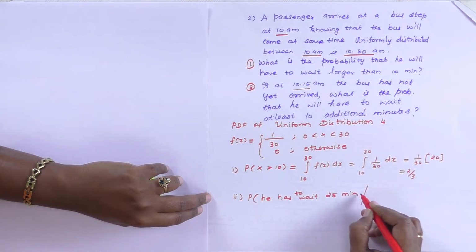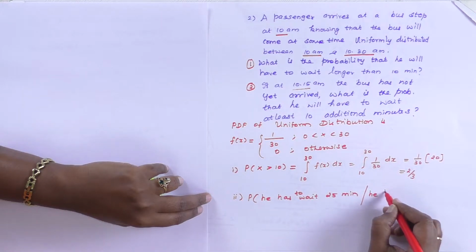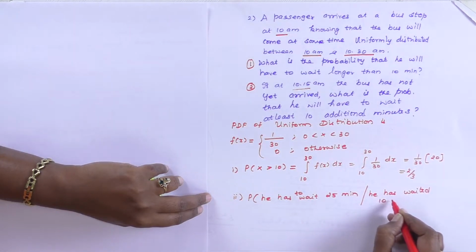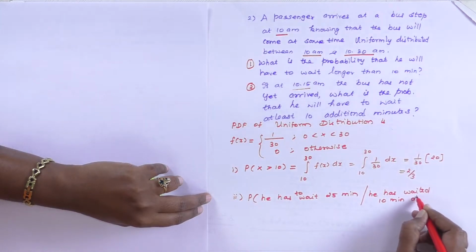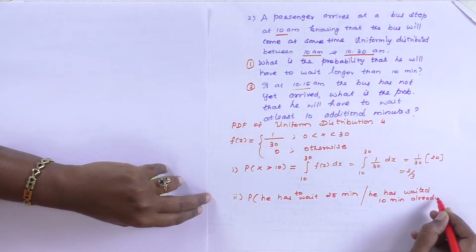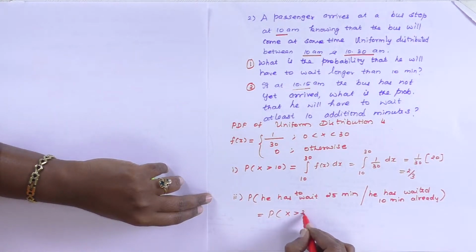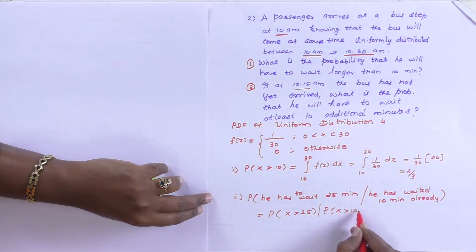That is the probability that he has to wait 25 minutes, conditionally, given he has waited 10 minutes already. That is P of X greater than 25, given P of X greater than 10. Conditional probability arises here.